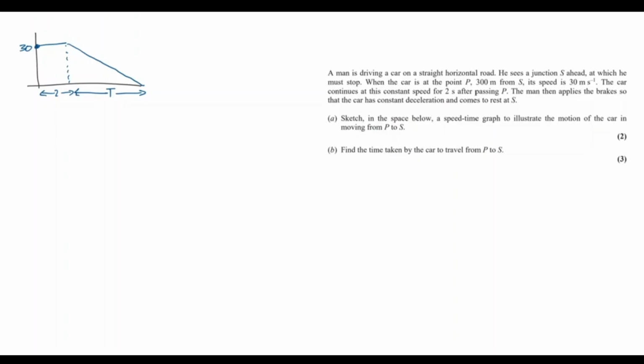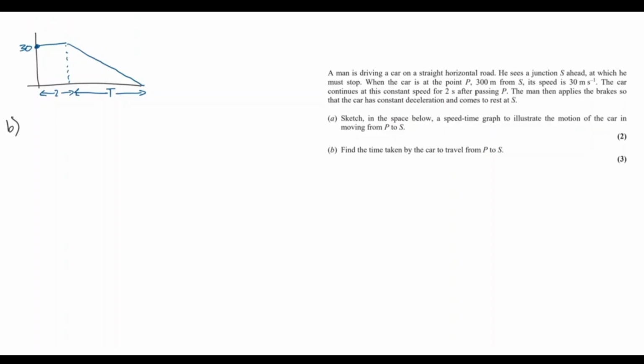Part B of the question wants us to find the time taken by the car to travel from P to S. So, the time for the entire journey, from P at the beginning to S at the end. We know the displacement is 300. We also know that the time is the whole of this x-axis, 2 plus t. So let's go ahead and calculate t.